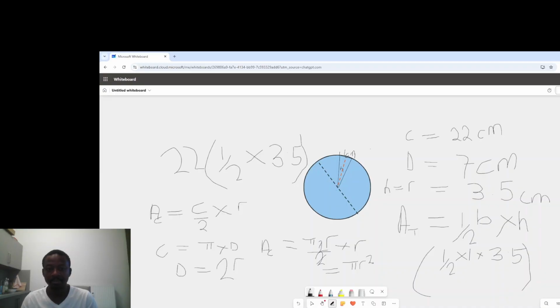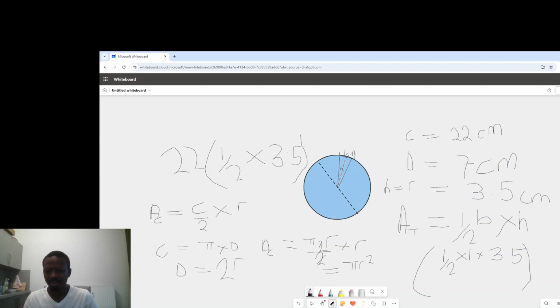This is the simple explanation of this formula. It is half the circumference times the radius. So if you have any circle and you want to estimate its area, if you know the circumference and the diameter or the radius, you should be able to get this.